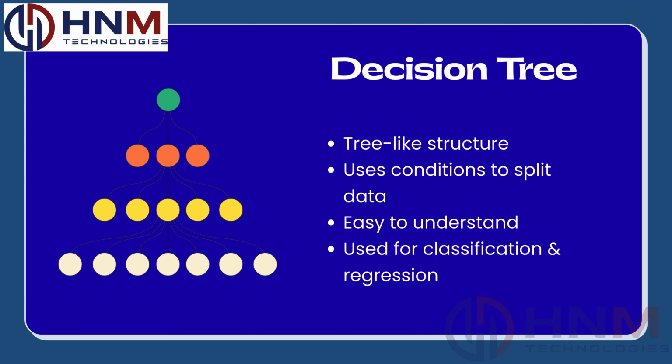A decision tree is a tree-like structure where each node represents a decision. It splits data based on certain conditions. For example, if marks are greater than 50, predict pass, otherwise fail. Decision trees are easy to interpret and visualize. They can be used for both classification and regression tasks.